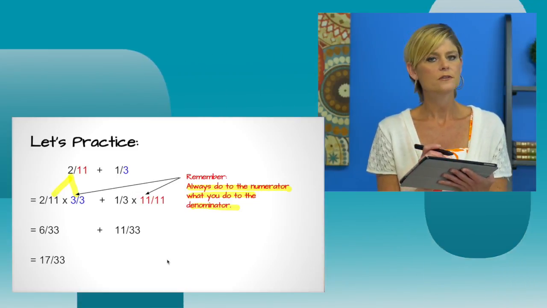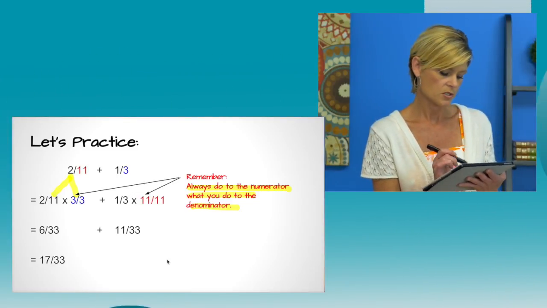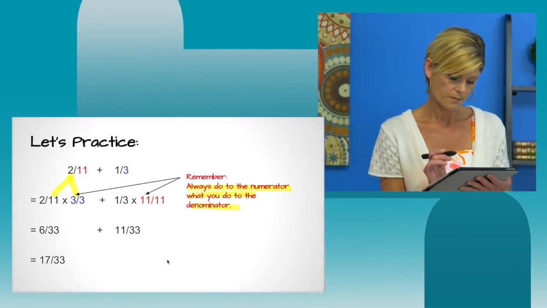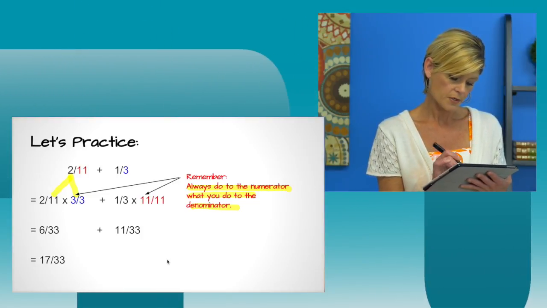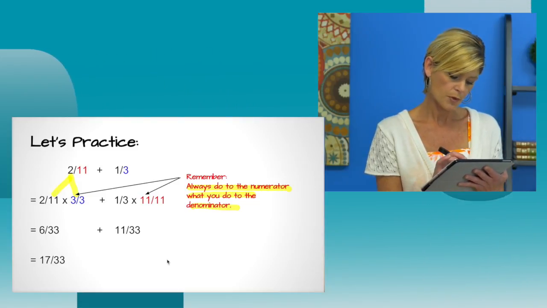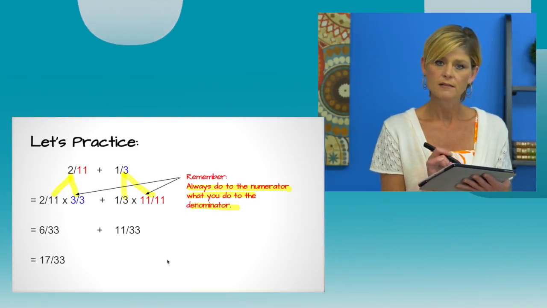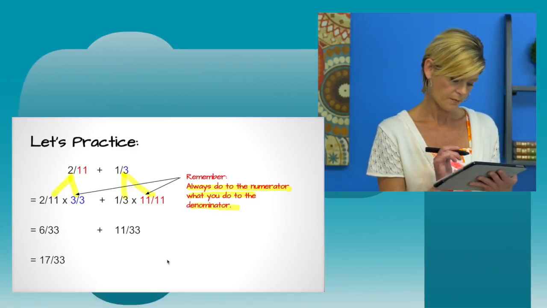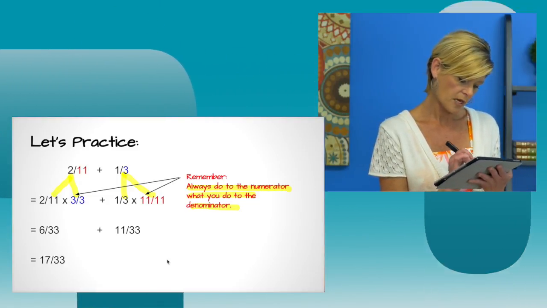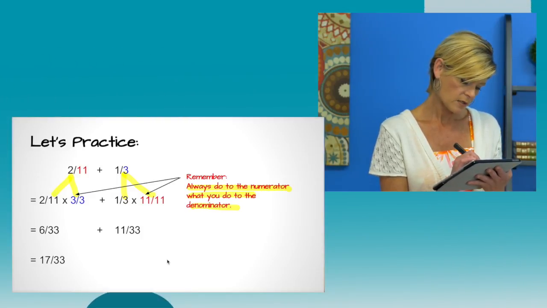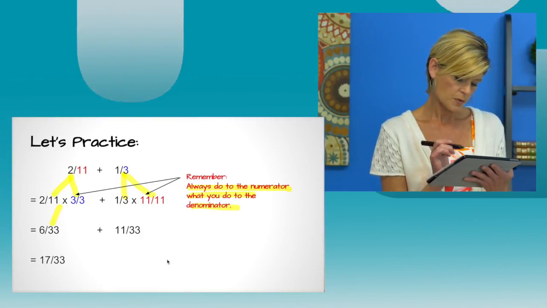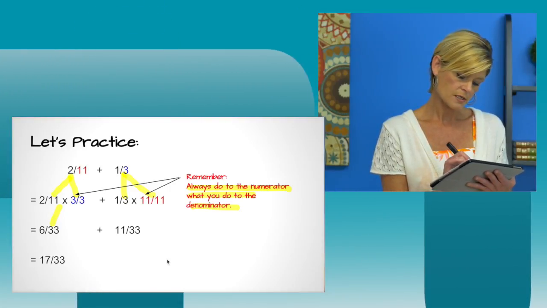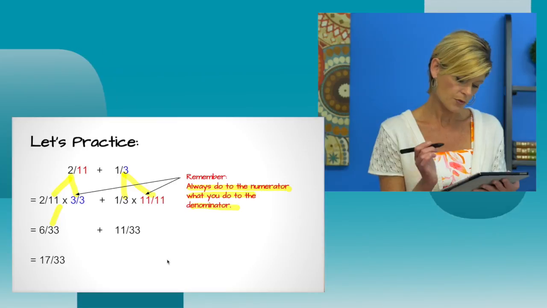Because again, always do to the numerator what I do to the denominator. I need to multiply 11 by 3 to get 33. Now on the other fraction, 1/3, I'm going to have to multiply both the 1 and the 3 by 11 over 11, so that I can get the common denominator of 33. And then I simply multiply to get 2 over 11 times 3 over 3 gives me 6 over 33. And 1 over 3 times 11 over 11 gives me 11 over 33.